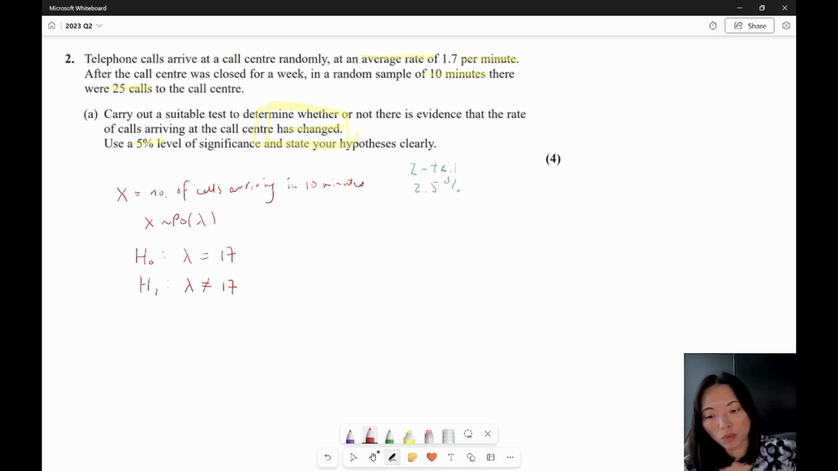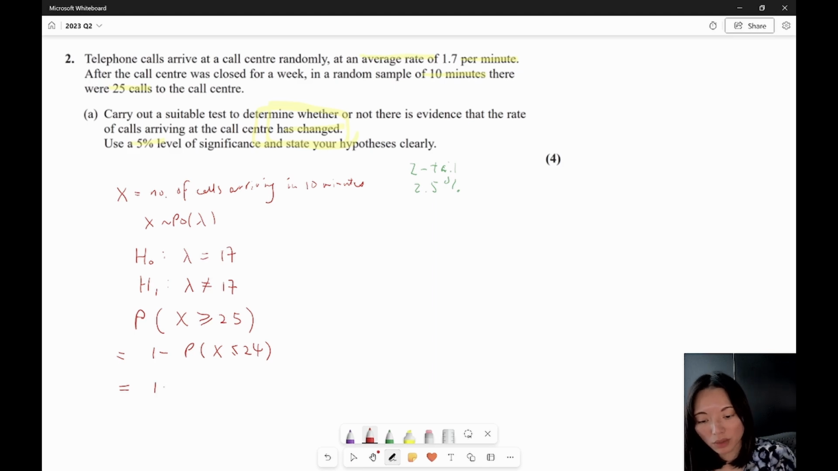What we need to do here is simply to work out the probability of x greater than or equal to 25, because the observed data is that within a 10-minute interval, there were 25 calls arriving. You might know that in the tables provided, we don't have a Poisson distribution with parameter 17, therefore we need to use our calculator, but that's not so difficult. So let's try and work out in our calculator, if lambda is equal to 17, what is the probability of x being less than or equal to 24? And we get 0.9594, which means that the probability of x greater than or equal to 25 is 0.0406.